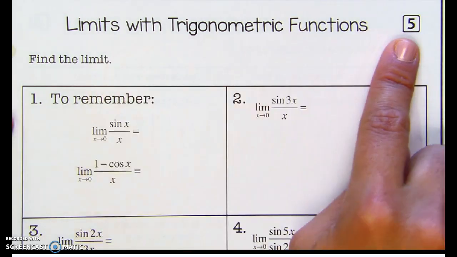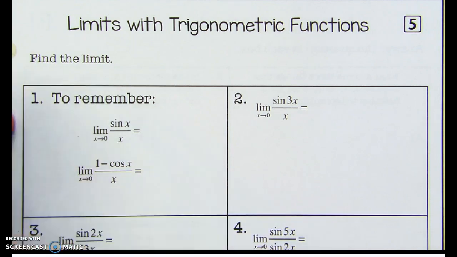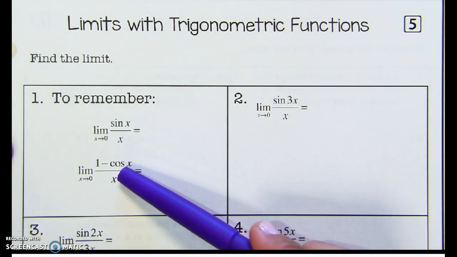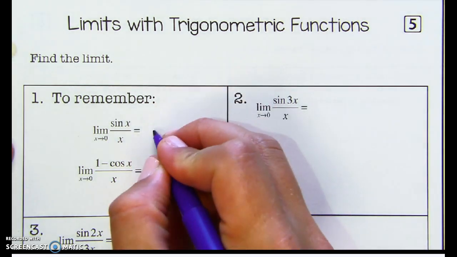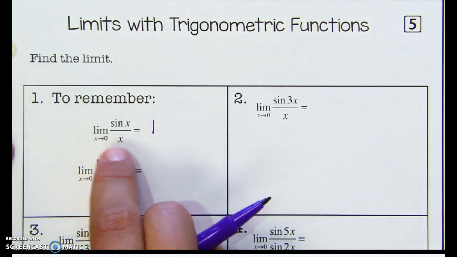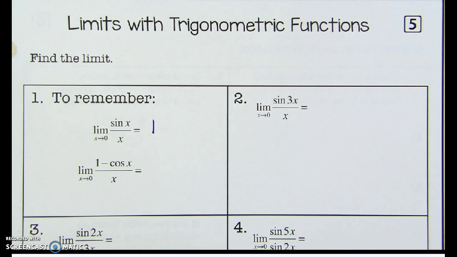Limits with trig functions, QR number 5, find the limit. To remember, I have the proofs to these, but this is what you have to have memorized. The limit as x approaches 0 of sine x over x is always 1. And you're like, wait, we're dividing by 0, but there's a proof called the squeeze theorem, or the sandwich theorem, where we prove that it's 1.